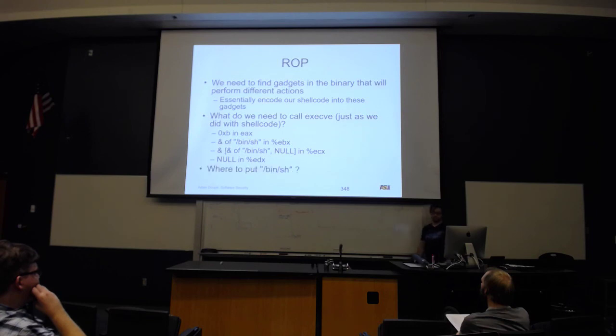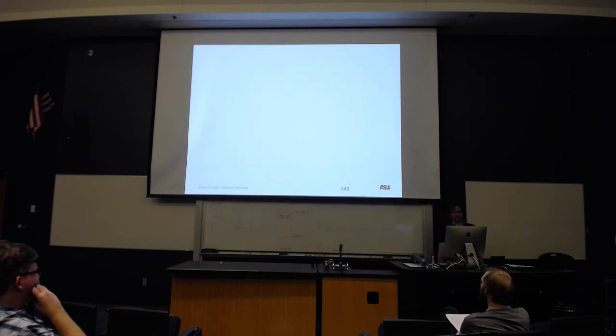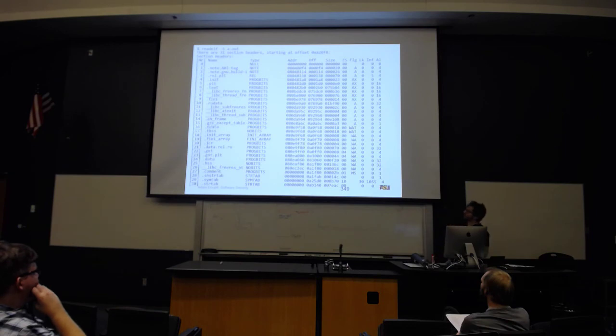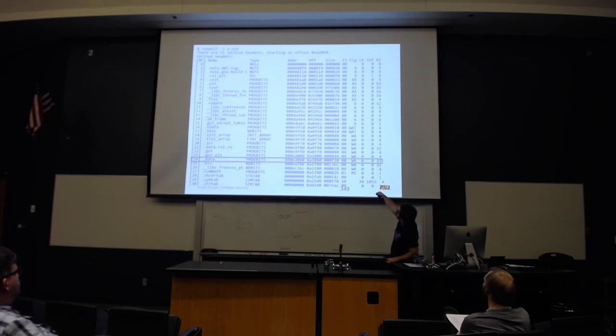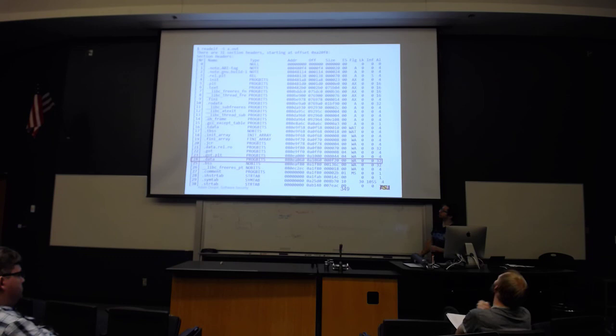Perfect. So the first question we're faced with is where to put /bin/sh. Well, here we're going to assume that PIE is not enabled. So we're going to assume that this is our binary and that we know where at least the binary is in memory. We know where the binary is in memory, so now where do we want to put /bin/sh? Well, there are some places that are writable, right? And one of these places is .data. So that's the global variables, the kind of fixed global variables of the program.